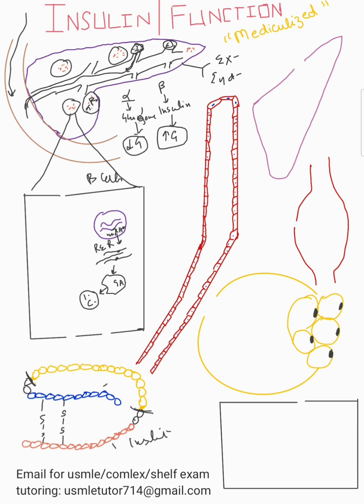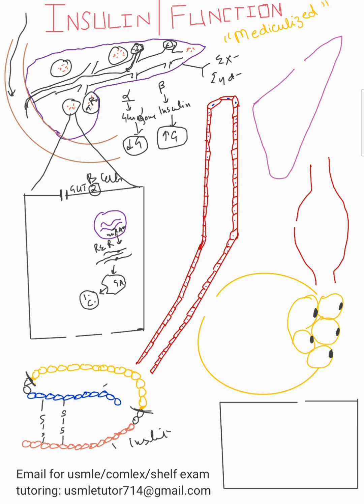Now let's see how insulin is released. First, we need to know that there are different types of glucose transporters. Remember, glucose cannot just enter the cell by diffusion, so it needs a transporter. The transporter in the pancreas is the GLUT2 transporter. Remember, GLUT2 is important. Why is it important? First of all, it is insulin independent, so it does not require insulin for uptake of glucose.